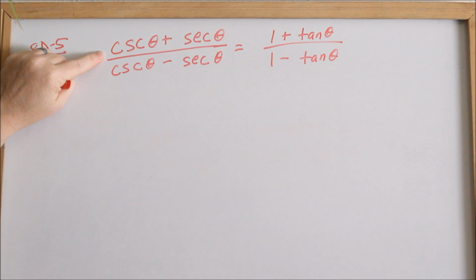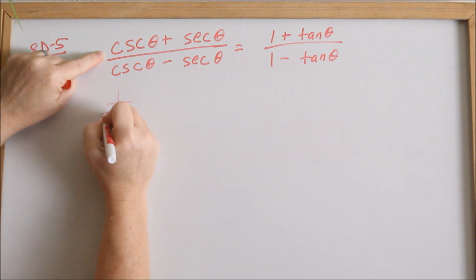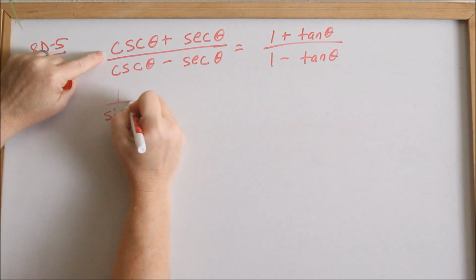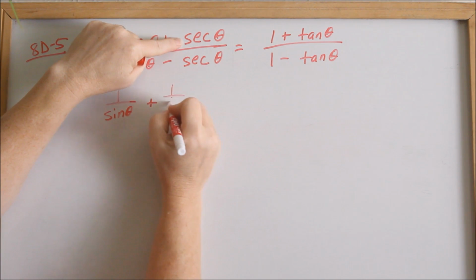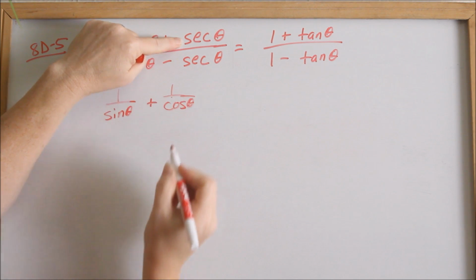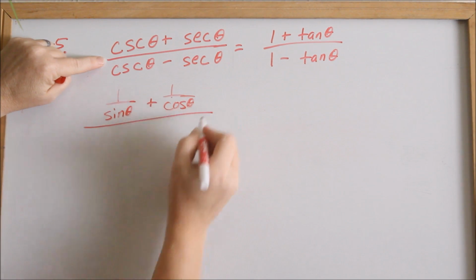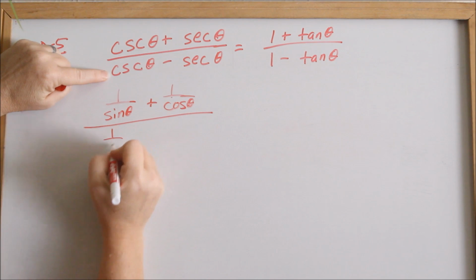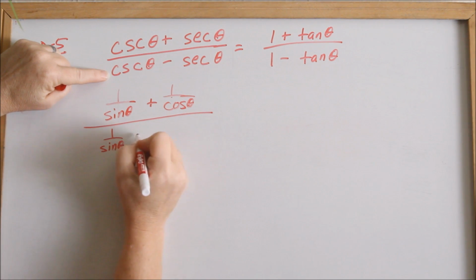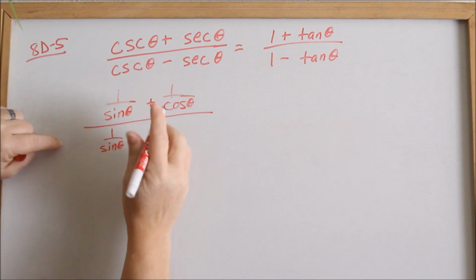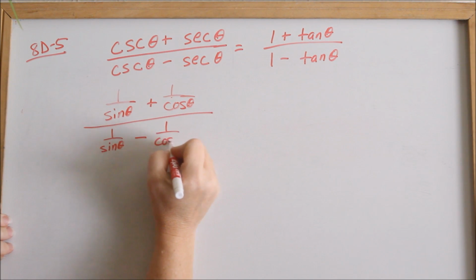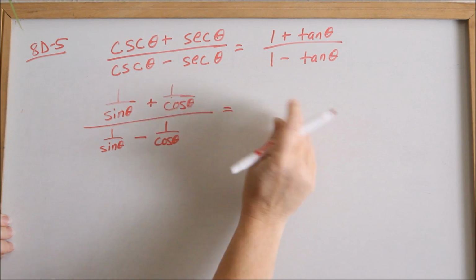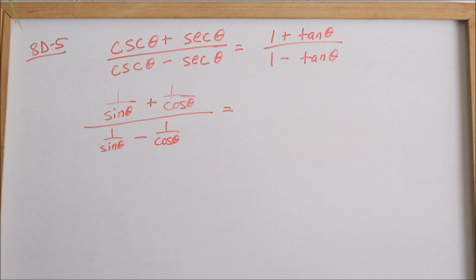So cosecant is the same thing as 1 over sine theta plus secant is 1 over cosine theta, all over cosecant is 1 over sine theta minus secant is 1 over cosine theta, equals. I'm not going to rewrite that because I'm not going to change the right hand side, so I'm just going to leave it there for now.